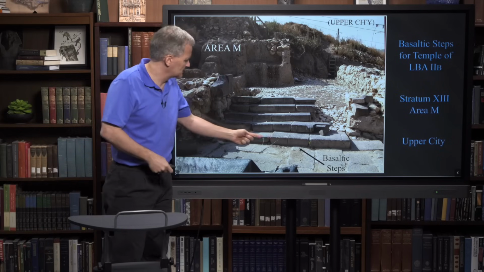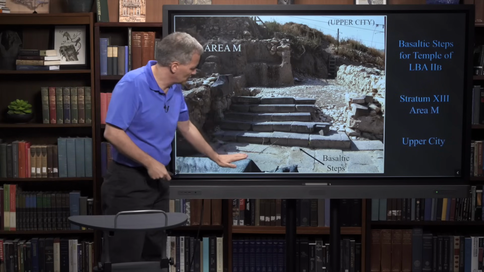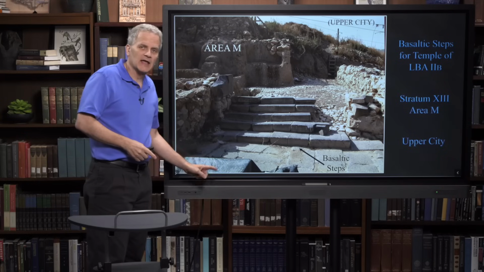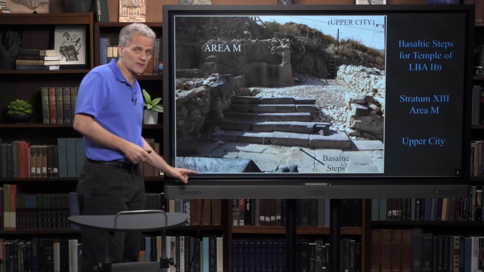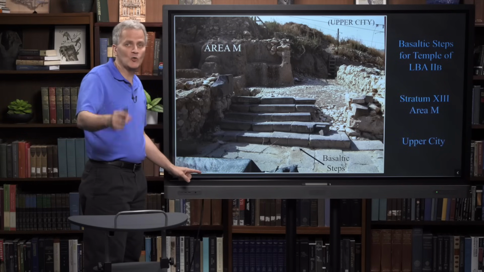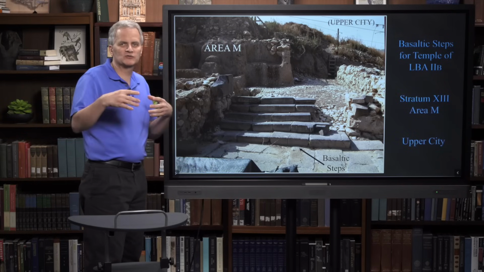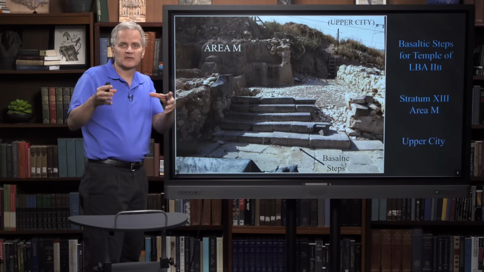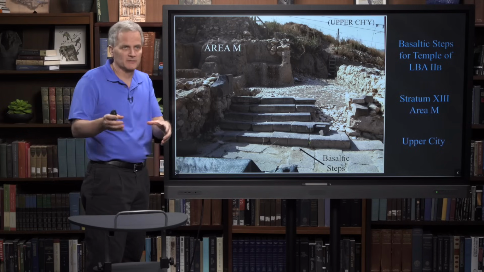So this temple has a staircase here. The lower part of the temple is below that staircase. And this basaltic piece right here in the corner is a podium on which almost certainly a chair was placed and the deity would have been propped on top of it.